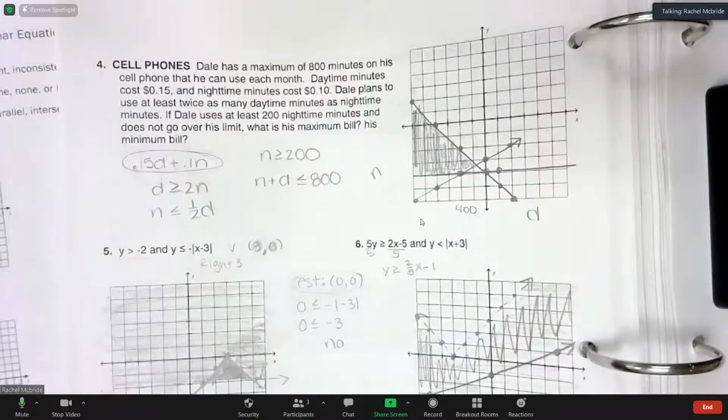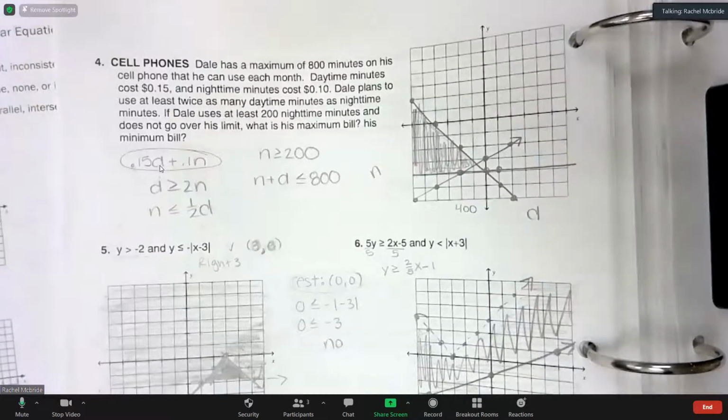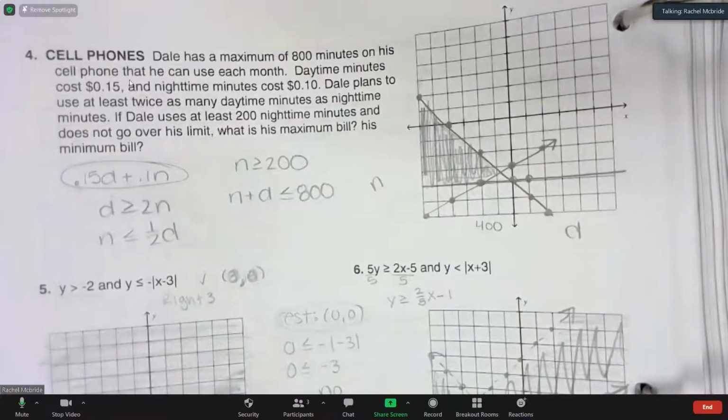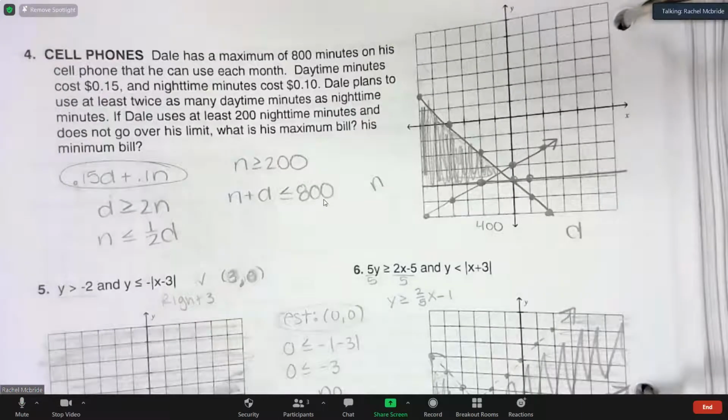Alright, so again, cell phone data plan. There will be a word problem on tomorrow's test where you have to look at and identify the variables. So we used N to represent night, D to represent day, and then you had to come up with your equations and graph them. They have a maximum of 800 minutes, so the night and day total is 800. Daytime and nighttime have different costs, so you associate the cost to each function. And if you have to use at least 200 at night, the night has to be greater than or equal to 200.